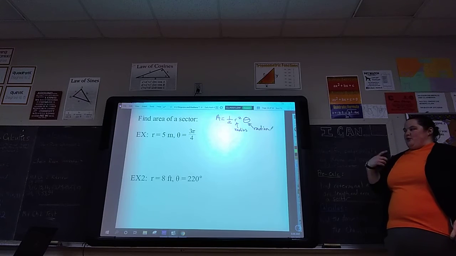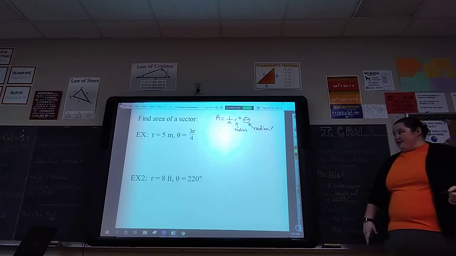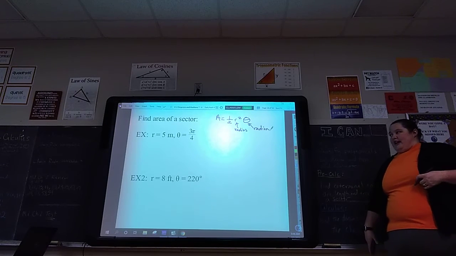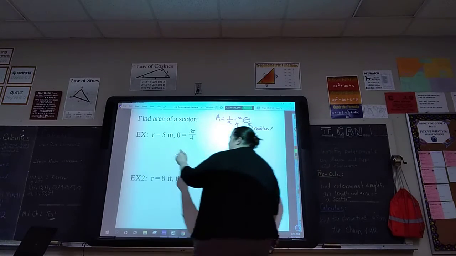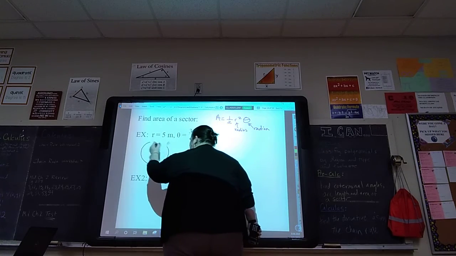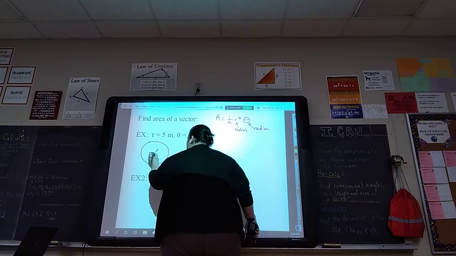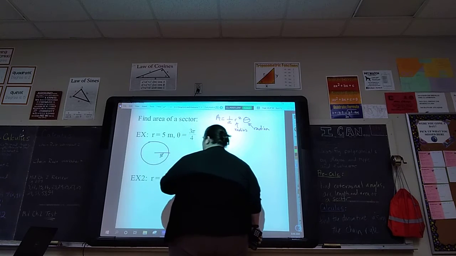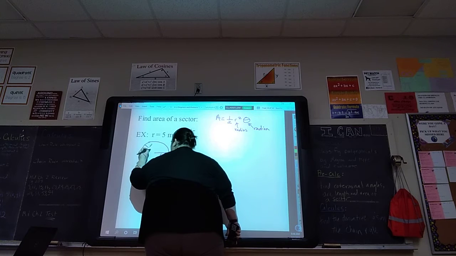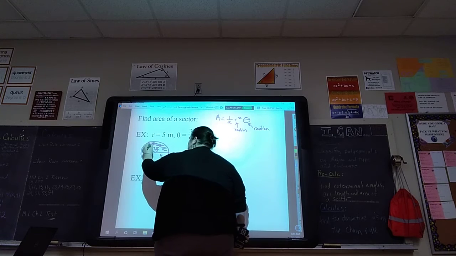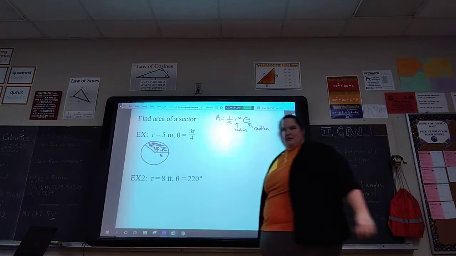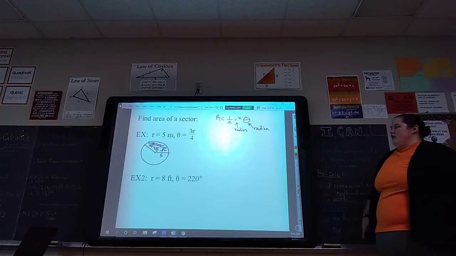So here I am giving you the radius of a circle, it's 5 meters, okay? And we're looking for an angle of 3 pi over 4. Okay? You don't have to draw it, but I like to visualize it a little bit. So we're saying that this is 5. 3 pi over 4 is like here-ish. Okay? So what we're doing is we're finding this area of that little pie piece.